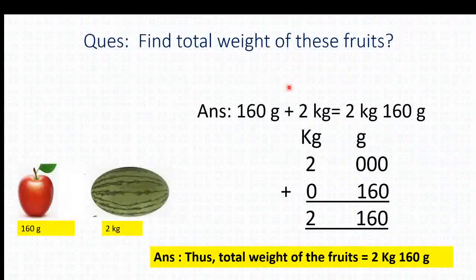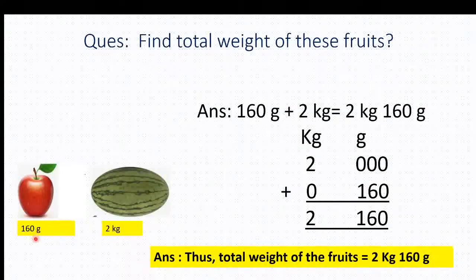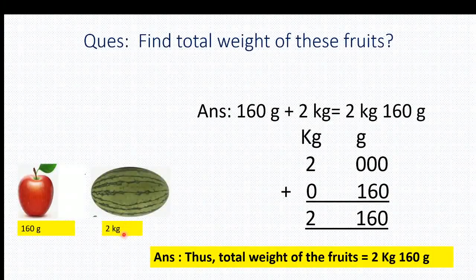Look here children, this is the third question, and the question is: find the total weight of these fruits. The weight of this apple is 160 gram and the weight of this heavy and big watermelon is 2 kg. You have to do addition for finding the total weight. Look here children, what is written? Gram is written here. What is written here? Kg is written, which means we have different units.